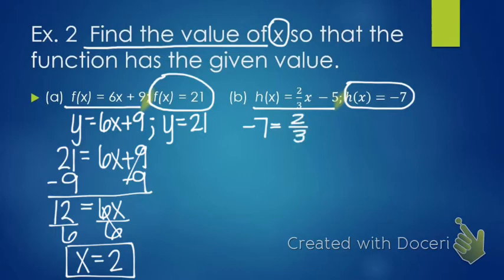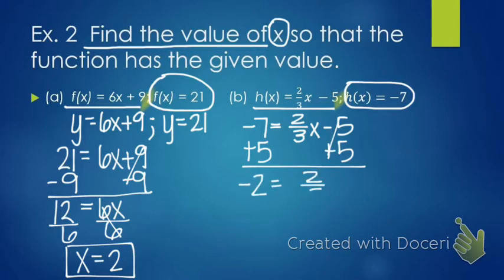So -7 equals 2/3 x minus 5. What are we going to do first? Add 5 to both sides. So -7 plus 5? And it equals 2/3 x. Now what are we trying to move so that x is by itself? Now be careful. We're moving 2/3, but you got to pay attention to what they're doing with 2/3. Okay, are they adding or subtracting 2/3 to x? No, they're doing what with 2/3?